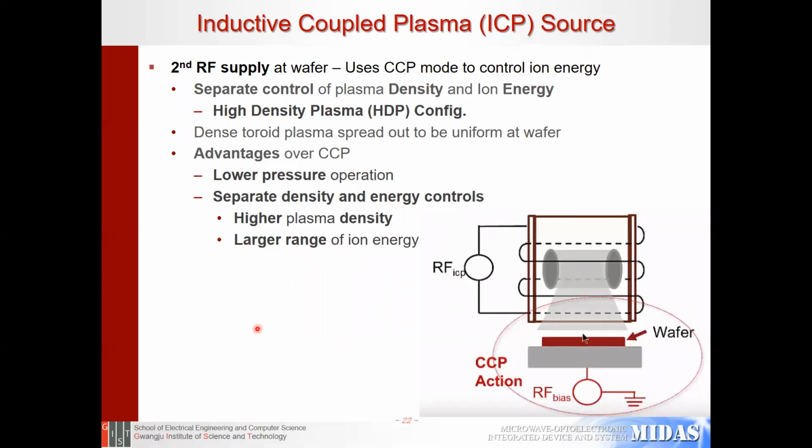So repeating what I said before, we have a dense toroid of plasma in the center that spreads out to the wafer. There are a number of advantages of ICP or HDP mode compared to the CCP. One is that we can operate at low pressure, and we can get the separation of plasma density and the energy.